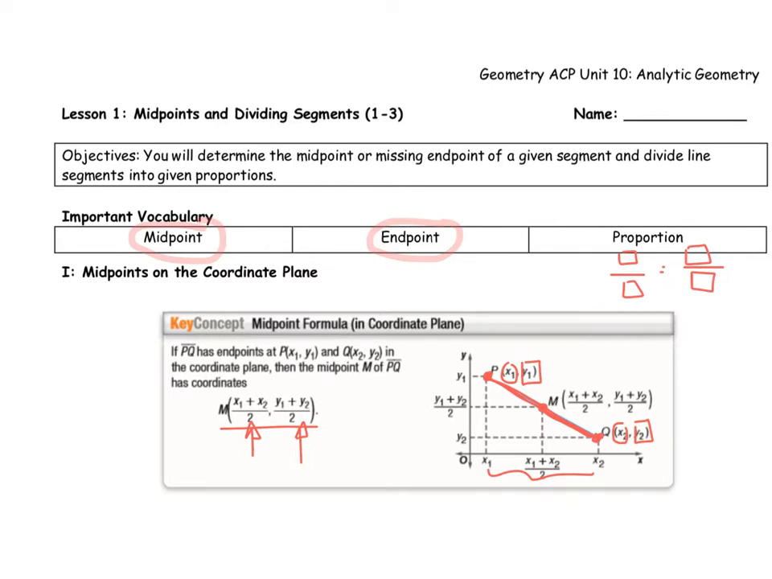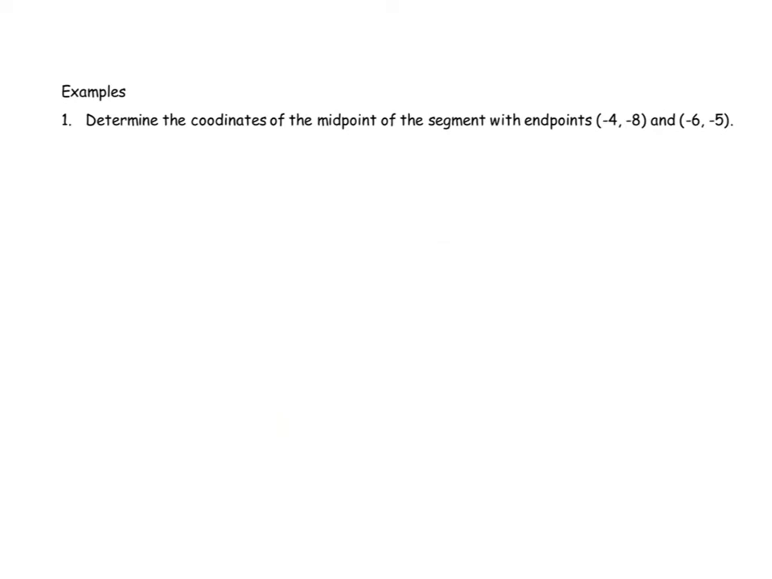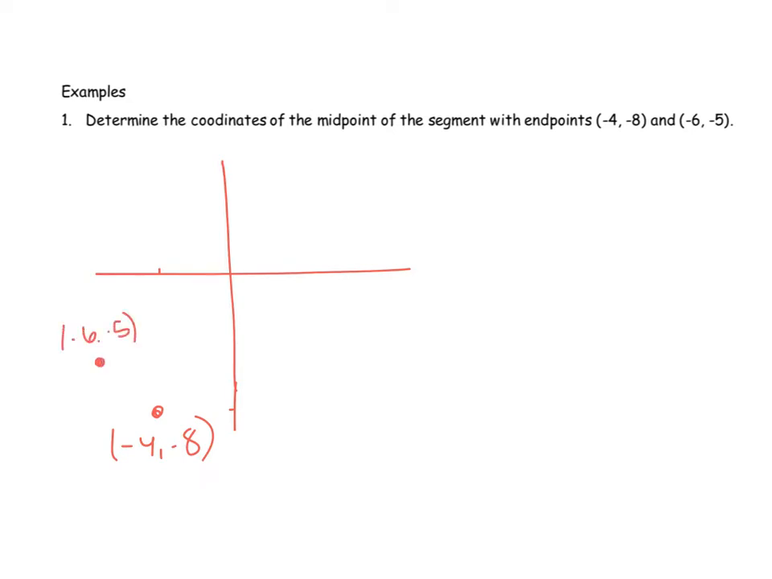So let's try an example. Our first example asks us to determine the coordinates of the midpoint of a segment with endpoints at (-4, -8) and (-6, -5). Okay, so we are looking for the midpoint of this segment, and we can approximate it. We can say that it is about here, but we're looking for the actual values of the x and y at that point, the coordinates of that point.